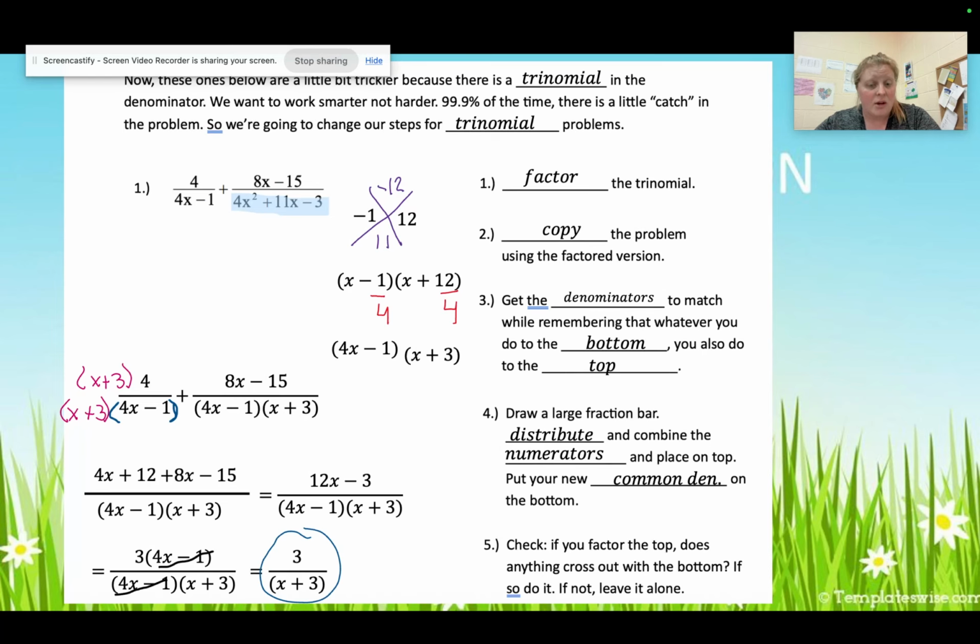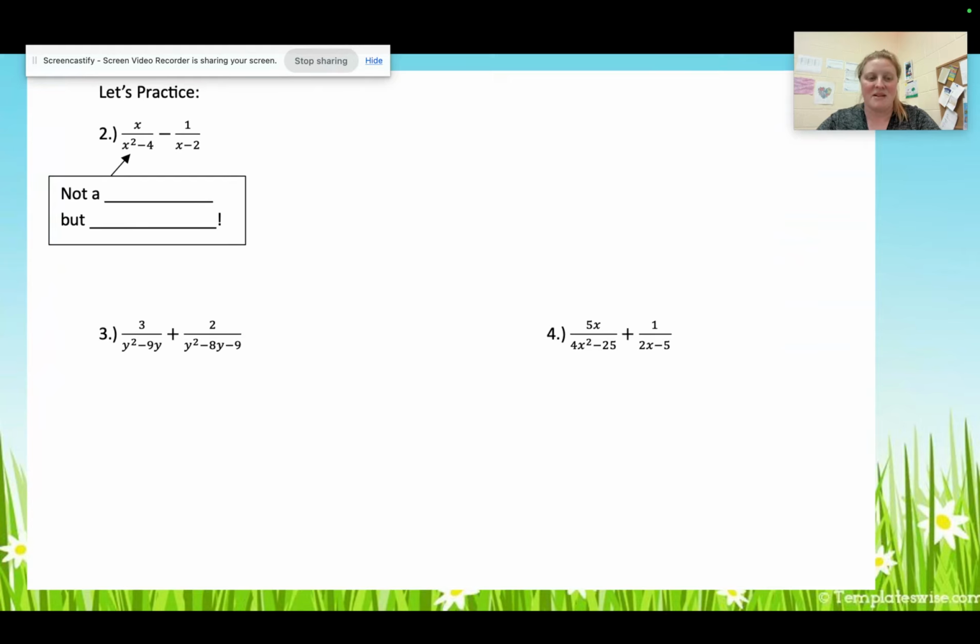So it's a little more work involved than times and divide. Multiplying and dividing, you just gotta get everything into parentheses and cross stuff out. This one, you have to consolidate it to one fraction, then you can cross things out after you get parentheses. So that's what we're practicing here.